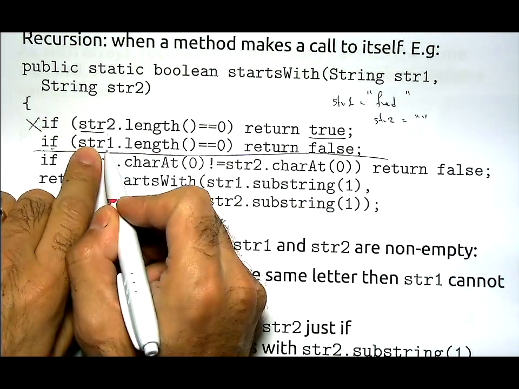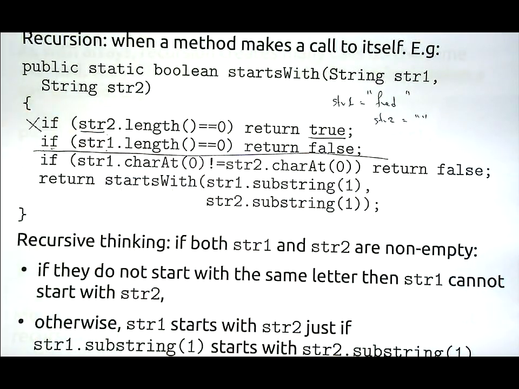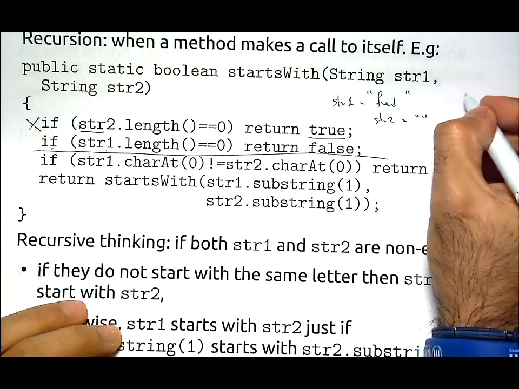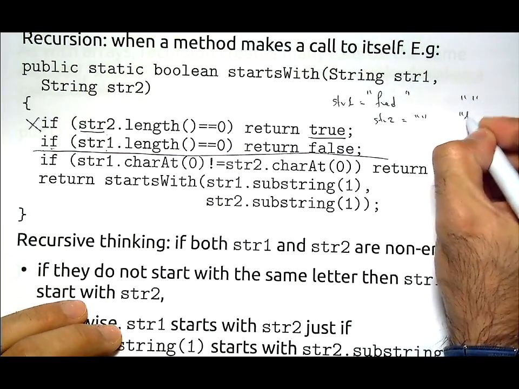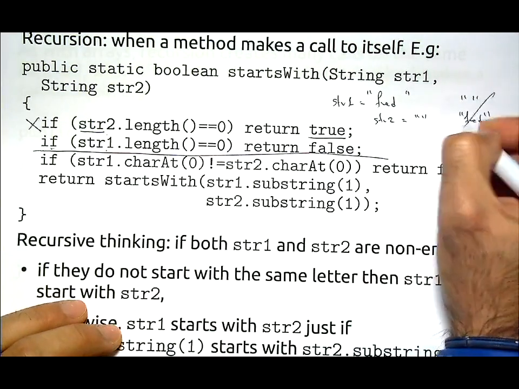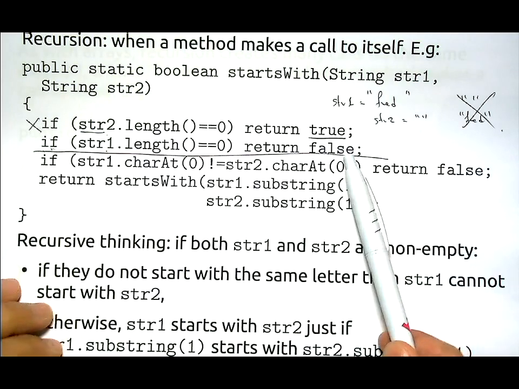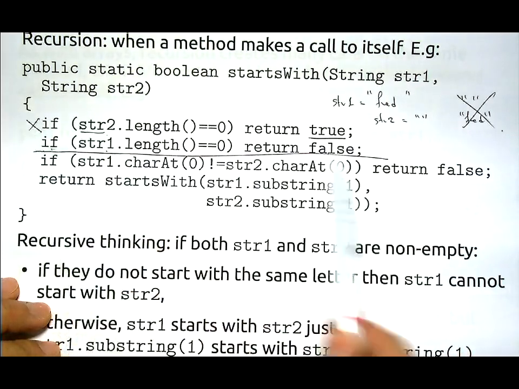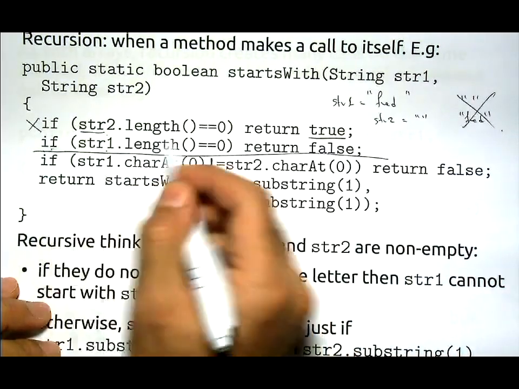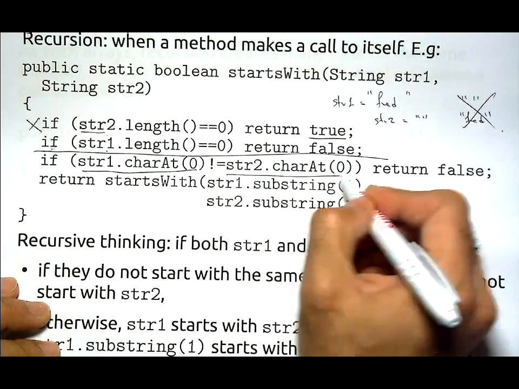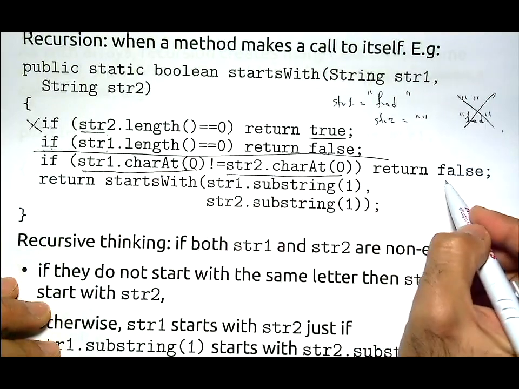If this test doesn't pass, then I can go to this line and say, okay, now let's check the first string. If the first string is empty, and the second one is not empty, then I have the empty string starting with a string that is not empty, then this is not the case. You cannot have that. Basically, you're saying that you have a string that starts with another string which is longer than it, and this is obviously false. If neither of this is the case, then I compare the first character of the one to the first character of the other. If they're different, I say it's false.